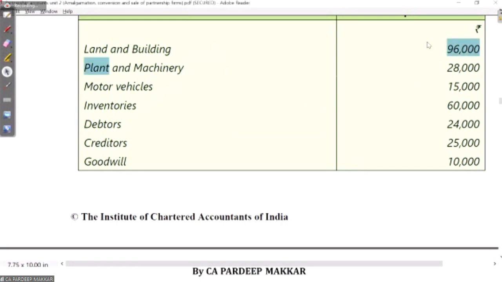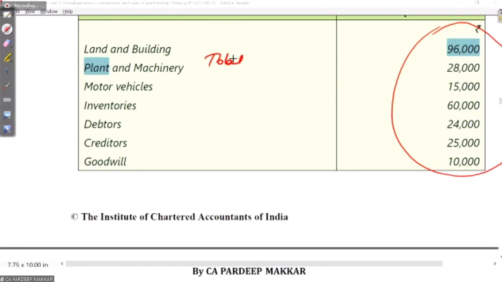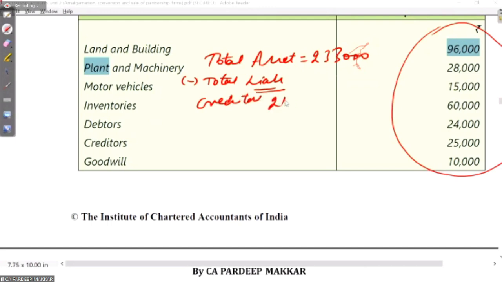Here the value at which assets and liabilities are taken over is given to you. So total value of assets is equal to 2,33,000, minus total value of liabilities taken over. So liabilities, one is creditors, which is taken over, 25,000.